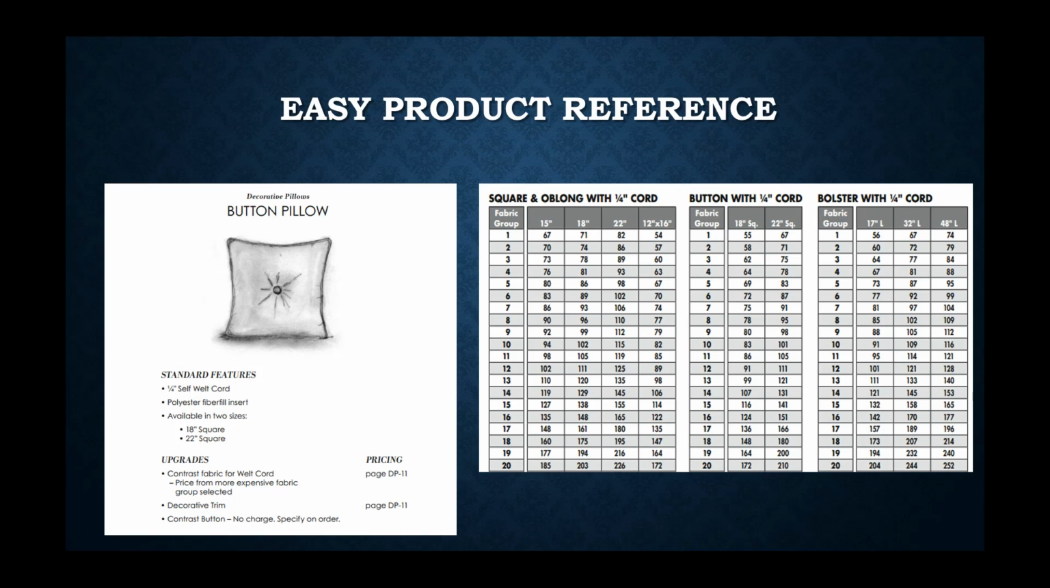Fabric group, size of the pillow. There's a couple of options that you can do. 1/4 inch cording. You get a button with 1/4 inch cord. But it's just so simple. Take your base price, do your add-ons. It's just that easy.